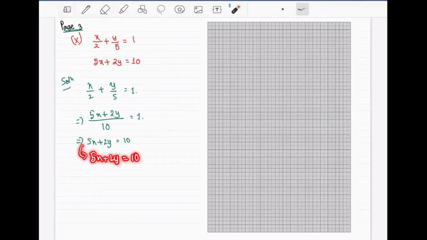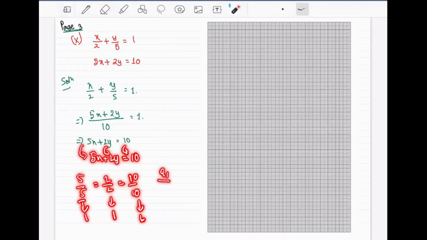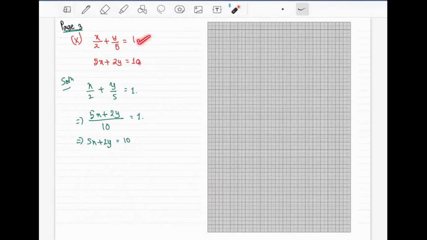If I divide the coefficients of x, y, and then the constant terms, what will it be? 5 by 5, 2 by 2, 10 by 10. This one will produce 1, this one will produce 1, this one will produce 1. So this satisfies the condition of a1 by a2 equal to b1 by b2 equal to c1 by c2. What do we call these conditions? We call this dependent, right? Dependent means if I draw the graph of this equation and this equation, we are not going to get two separate lines. We're going to get the same line. So that means you can put up the same table for this equation and this equation.